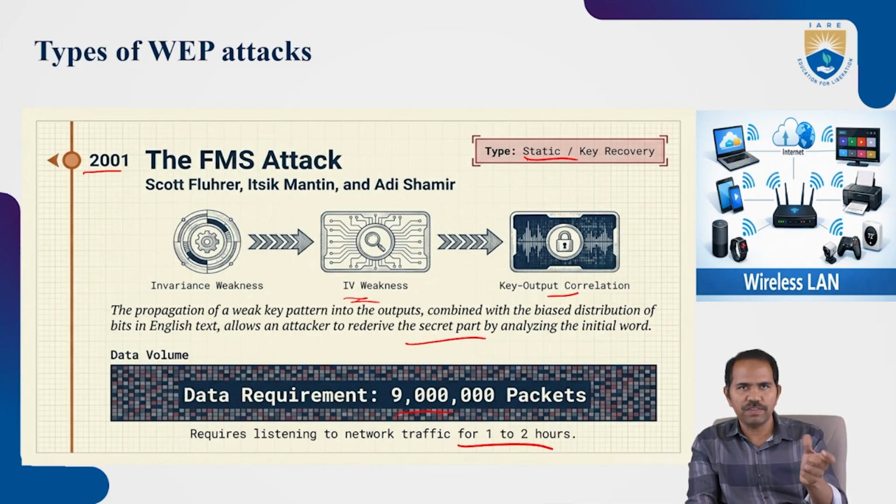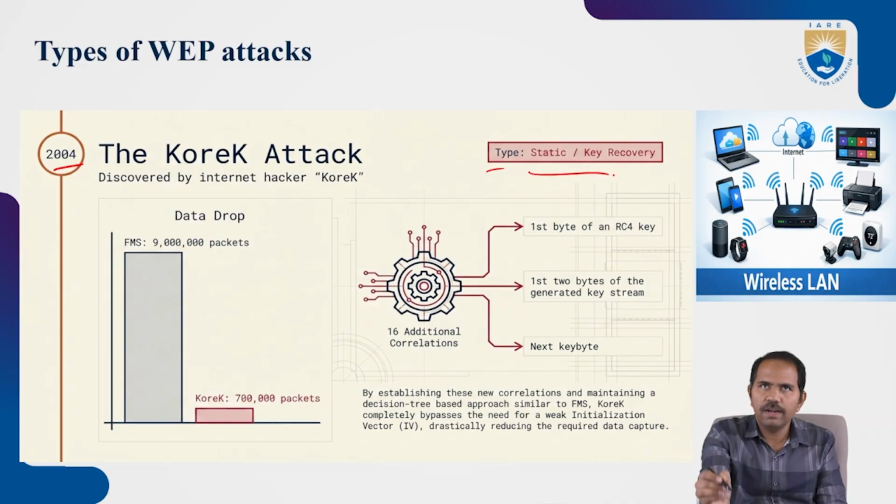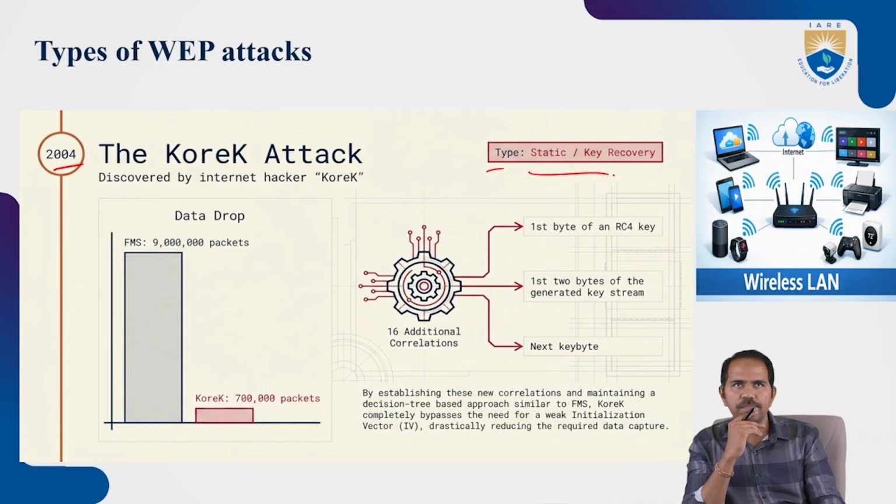Initially, the invariance weaknesses and initialization vector weaknesses are found. Finally, the key output correlations are checked, because it is a static, key recovery attack. Coming to the KoreK attack: in the year 2004, the KoreK attack was discovered by an internet hacker named KoreK. This type is also static and a key recovery mechanism.